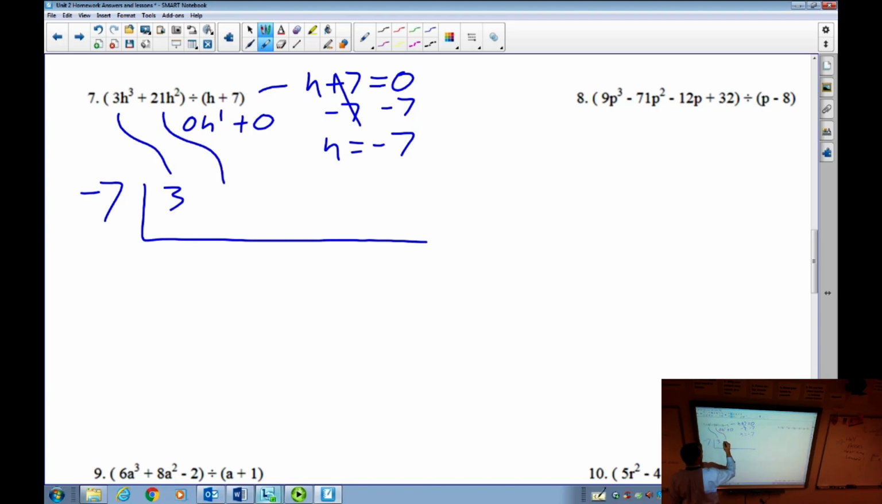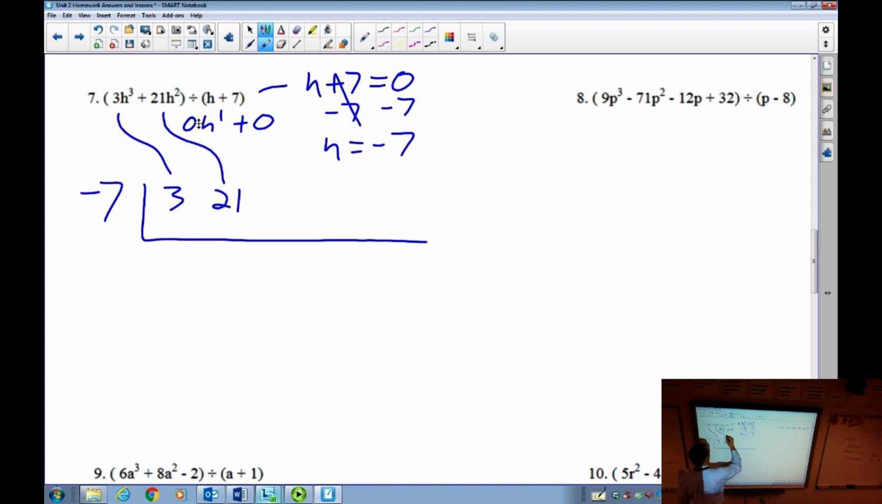And then we'll go ahead and bring down the 3. Bring down the 21. Go ahead and pause me, and then try this problem. Now that I've set it up for you, push play and see if you got it right. That's the way you learn, right? Not just copying it down. You got to try it yourself.